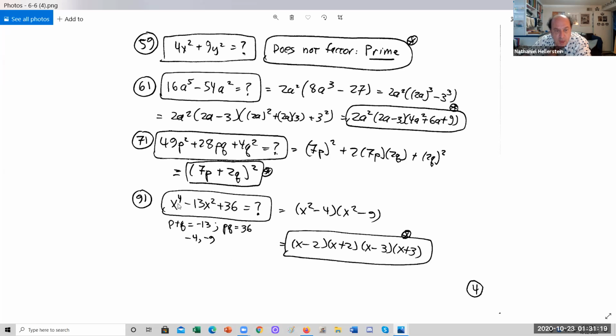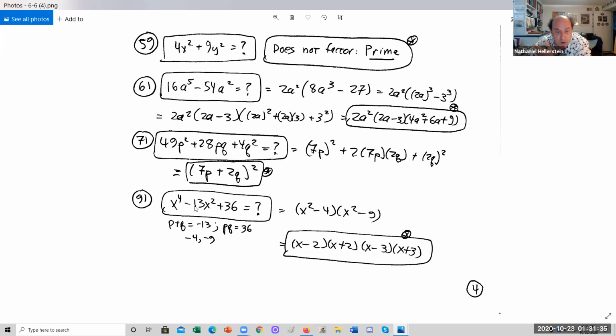Now here, x to the fourth minus 13x squared plus 36. Now, all right, this is a square of a square. This considers x squared. This is a PQ problem.